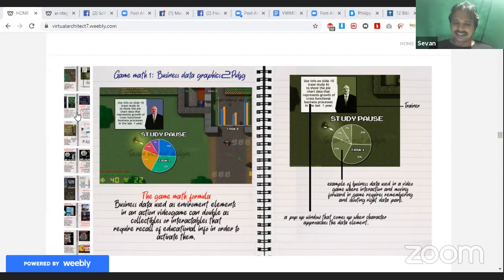And we can design interactions inside the video game in such a fashion that, without disturbing the video game's actual gameplay too much, we can still make it educational. That's what this formula describes.